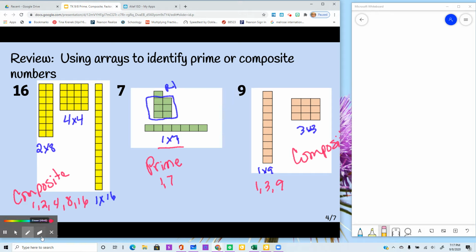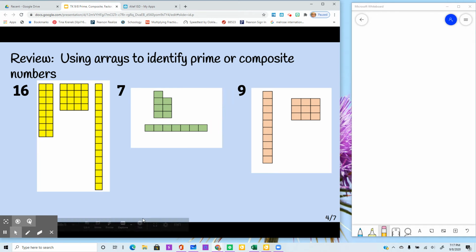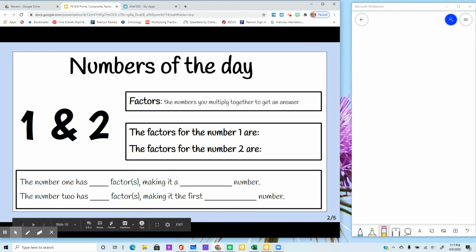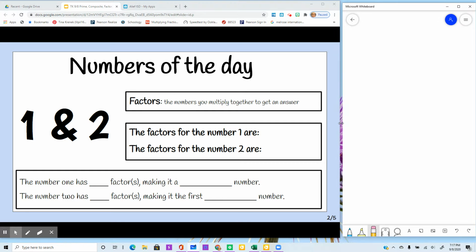Okay, make sure you're taking notes. You can always pause the video if it's going too fast. So look at our numbers of the day. We have the numbers 1 and 2. So list the factors for 1 and 2 in your notebook. And then we have to determine what kind of numbers they are.